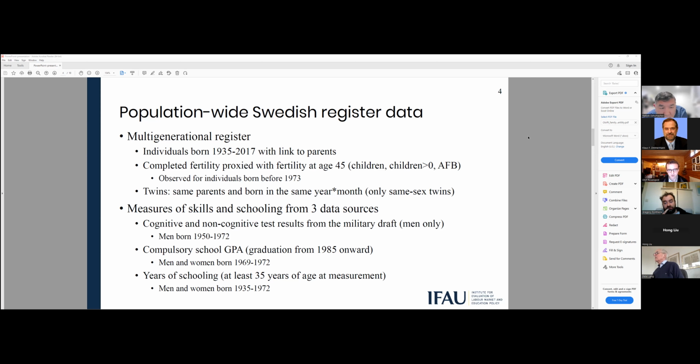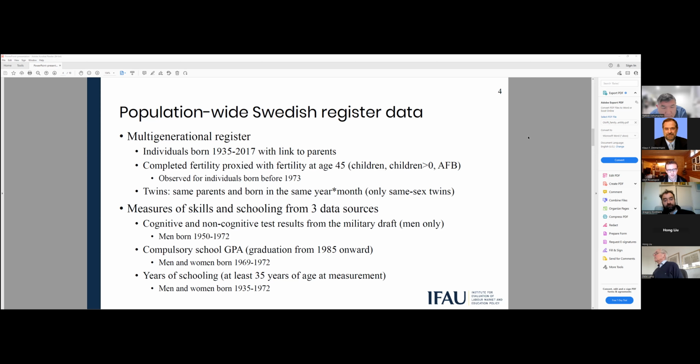When it comes to skills and schooling, we have 3 separate data sources. For some cohorts of men, we have cognitive and non-cognitive test results from the military draft. And the cognitive test result is a kind of an IQ test. The non-cognitive test result is based on a conversation between the draftee and a psychologist, which assesses the non-cognitive or social skills of the individual. So for these measures, we can use the male cohorts between 1950 and 1972.